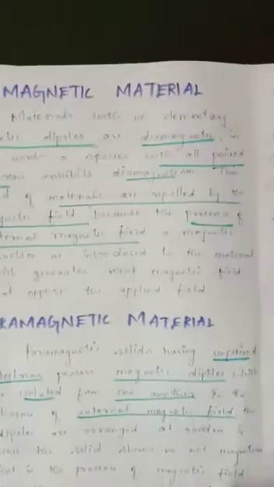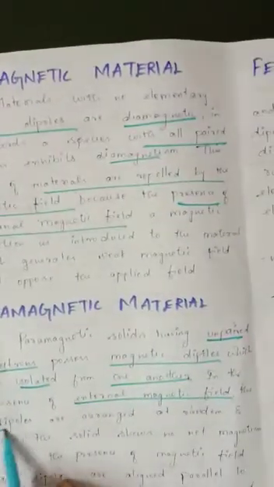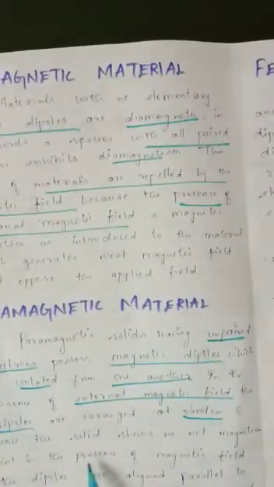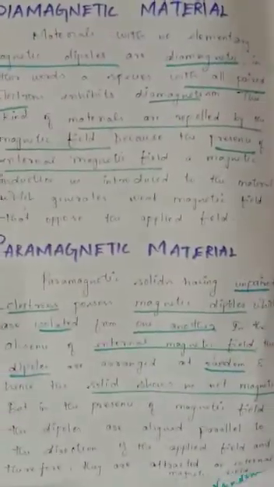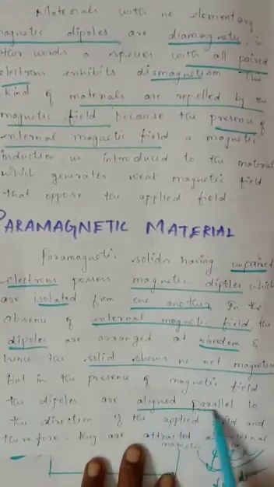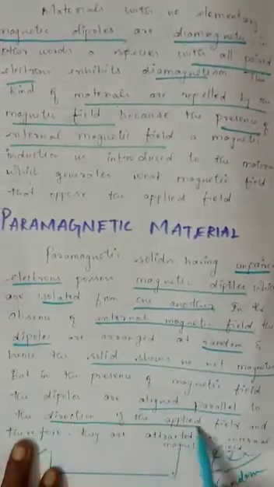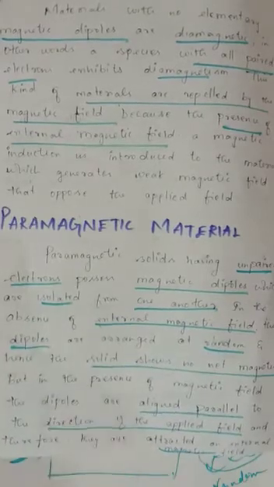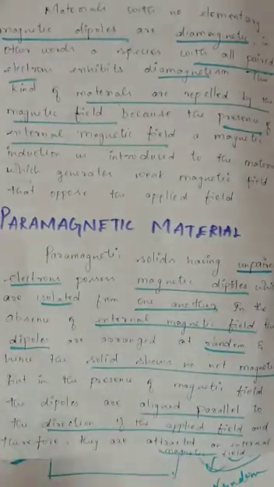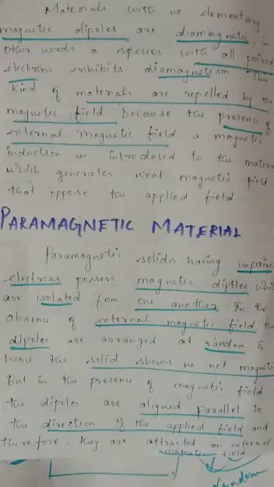Now we can see the dipoles are arranged in random motion, and hence the solid shows no net magnetism. When the external field is applied, the dipoles align parallel to the direction of the applied field. This is known as paramagnetic nature. Maximum all the d block elements may have paramagnetism because of their unpaired electrons.